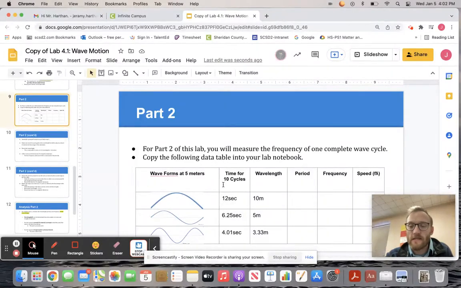right? So we did 10 cycles for each of these. So we're going to do 12 divided by 10. That's going to give us our period. 6.25 divided by 10. And then 4.01 divided by 10.